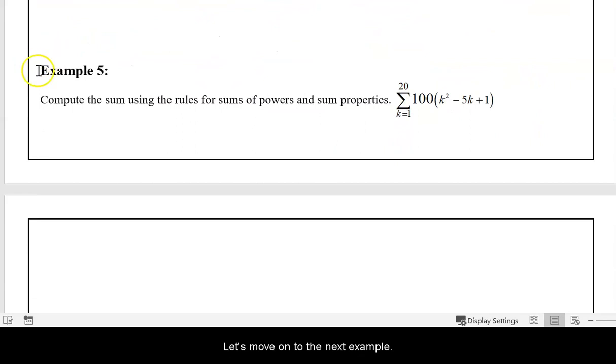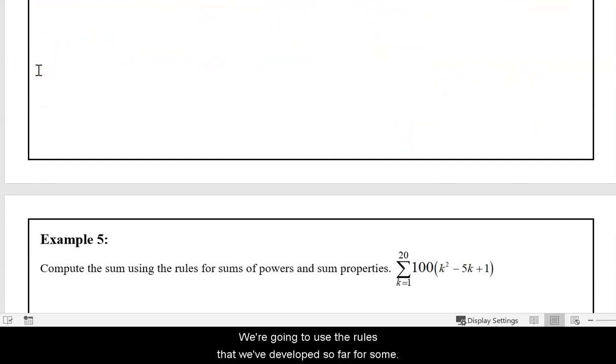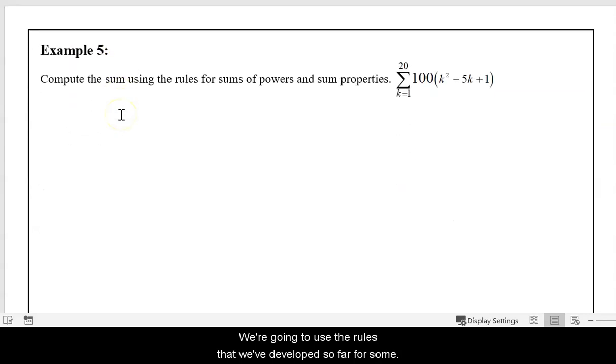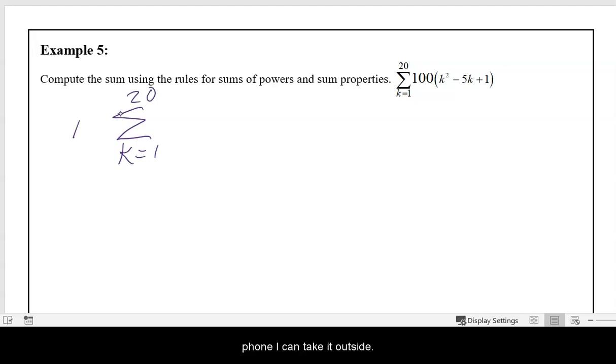Let's move on to the next example. This is example 5. We're going to use the rules that we've developed so far for sums to find the sum from k equal 1 to 20 of 100 times k squared minus 5k plus 1. The first thing I can do is pull the 100 on the outside. Because it is a constant multiplied by the rest of it, it will not affect the sum. I can take it outside.